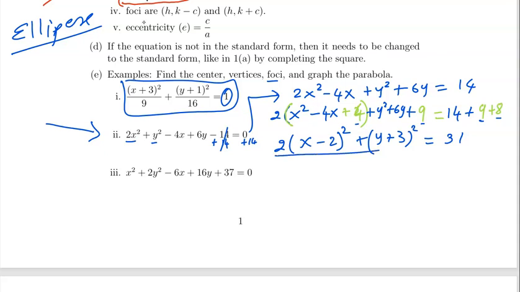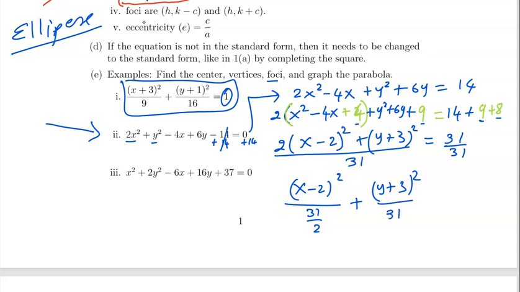Then I'm going to divide by 31, so it's going to be x minus 2 squared over, that's a 2 over 31. Can I write down 31 over 2? If I flip it, it's going to look like that. Plus y plus 3 squared over 31 equal to 1.